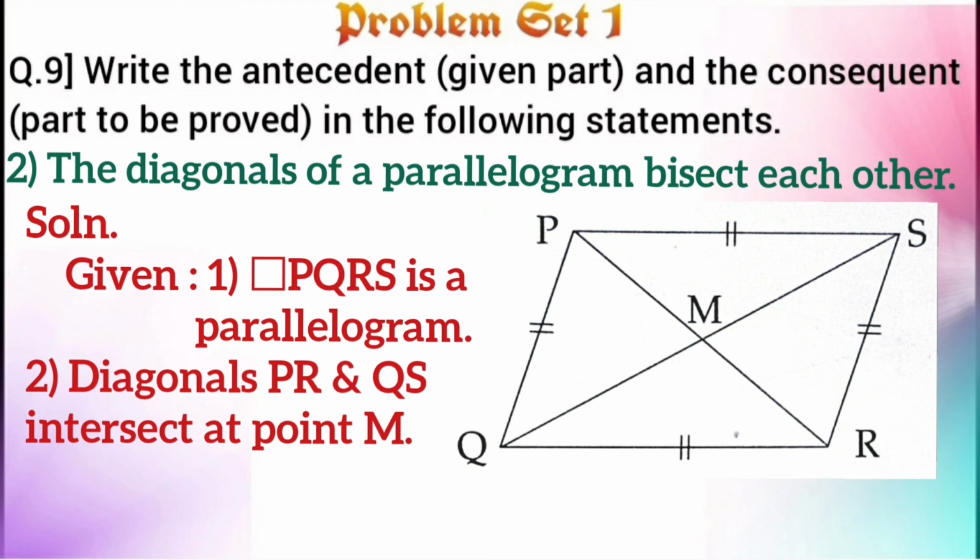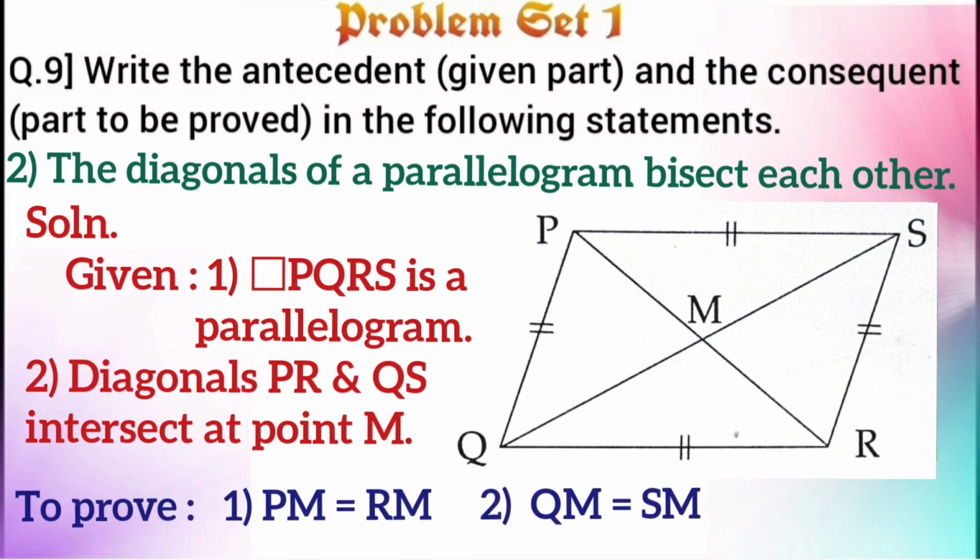Okay, so this is the given part. What we have to prove is that the diagonals are bisectors of each other, that is, they will bisect each other into two equal parts. Here the point where the two diagonals intersect is point M. So let's see the to prove part also.